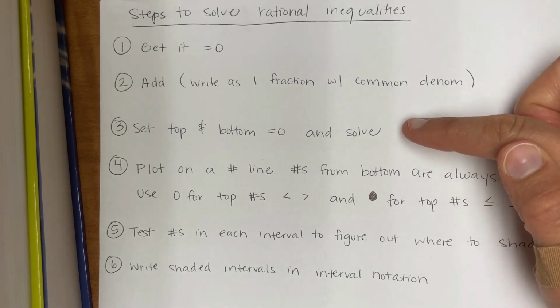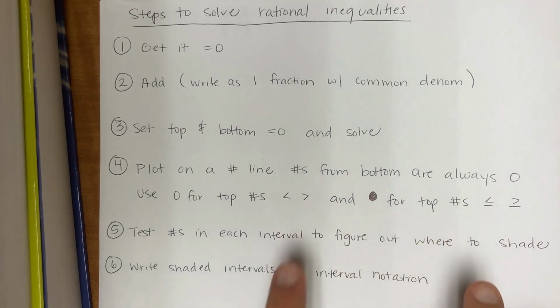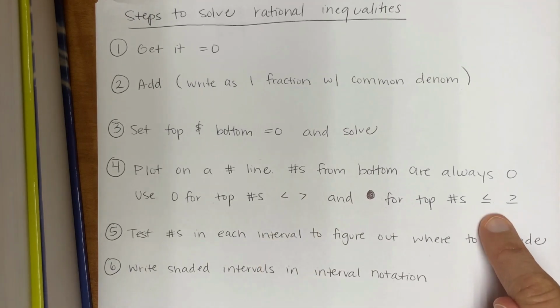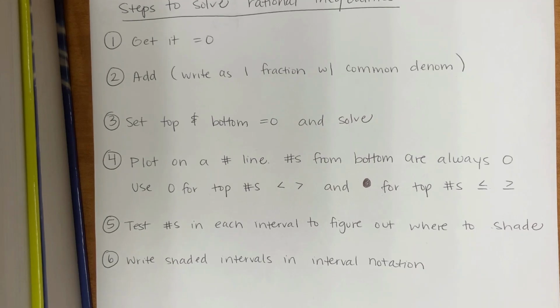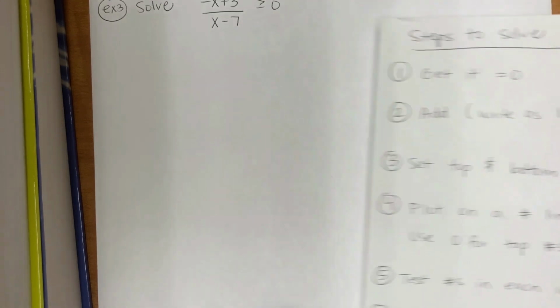Set the top and the bottom equal to 0 and solve to get your numbers so you can plot them on a number line. The number from the denominator is always going to be an open circle. The numbers from the numerator depend on whether your original question is less than or greater than, or less than or equal to, and greater than or equal to. Finally, test numbers from each interval to figure out which pieces to shade, and then you can write your shaded intervals in interval notation. So here's our first example.